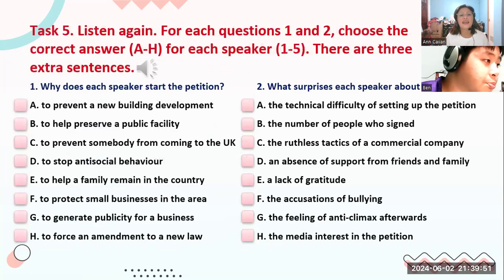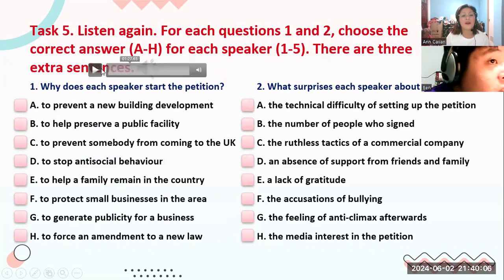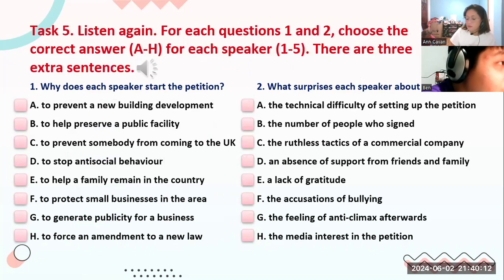Okay, listen again and please, for each question one and two, choose the correct answer A to H for the speaker one to five. Okay, so here, we have to choose. This is first speaker and second speaker. Lesson 4C, exercises 4 and 5.